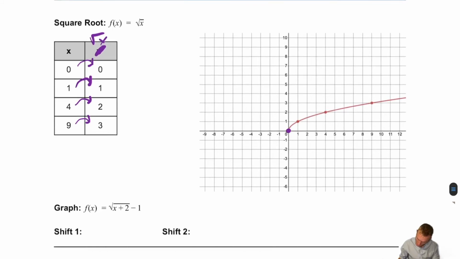Square root of 0 is 0. Square root of 1 is 1. Square root of 4 is 2. Square root of 9 is 3. That's where that's coming from.